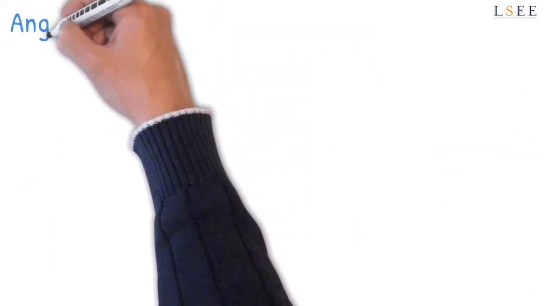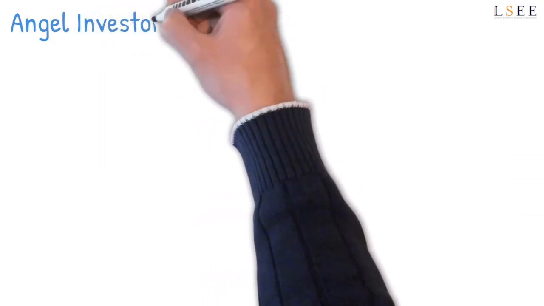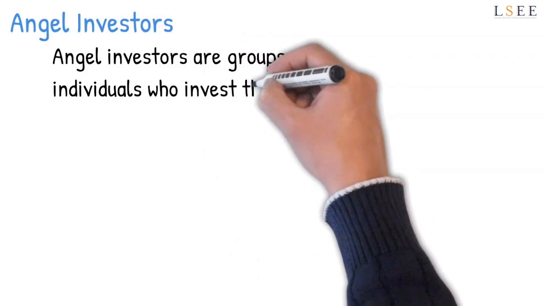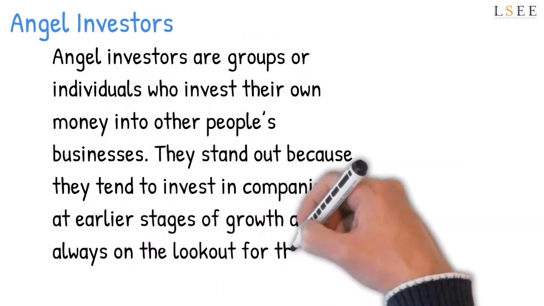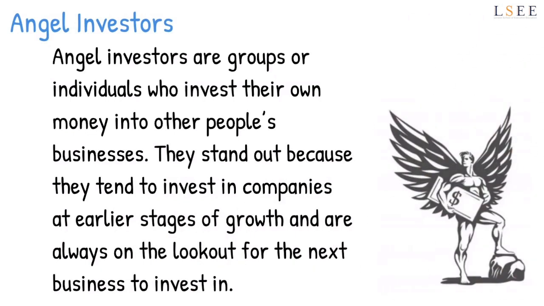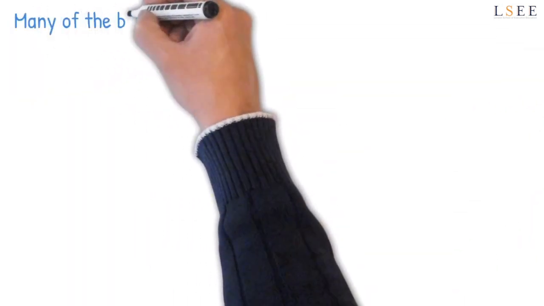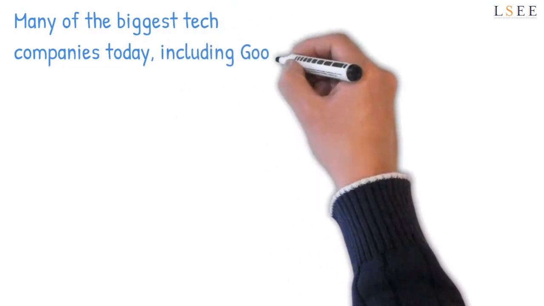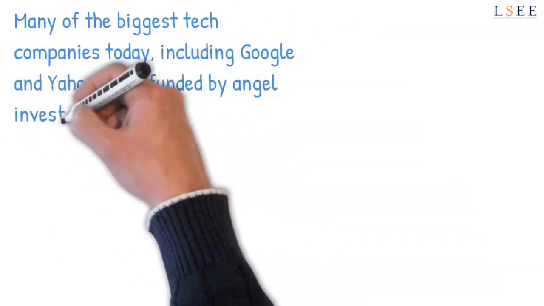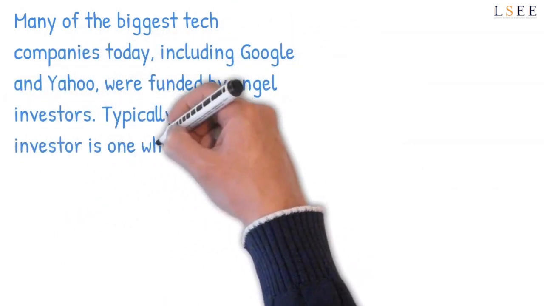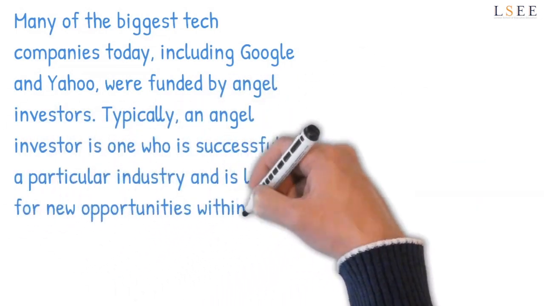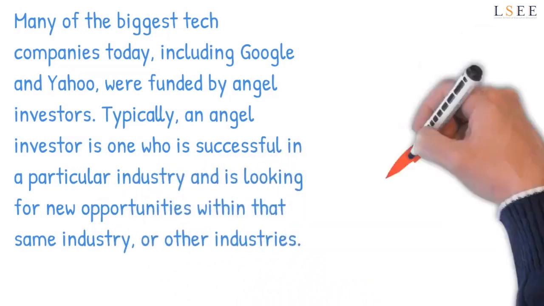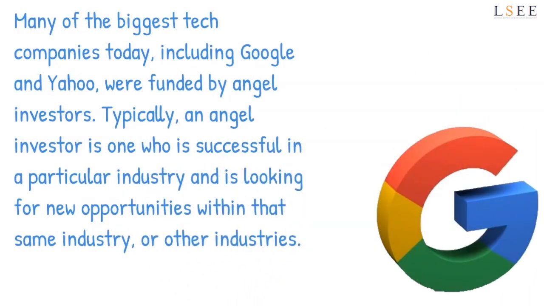Angel investors. Angel investors are groups or individuals who invest their own money into other people's businesses. They stand out because they tend to invest in companies at earlier stages of growth and are always on the lookout for the next business to invest in. Many of the biggest tech companies today, including Google and Yahoo, were funded by angel investors. Typically, an angel investor is one who is successful in a particular industry and is looking for new opportunities within that same industry, or other industries.